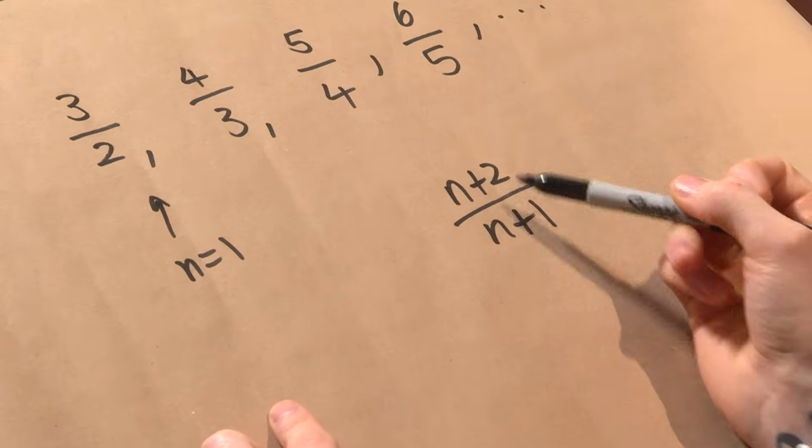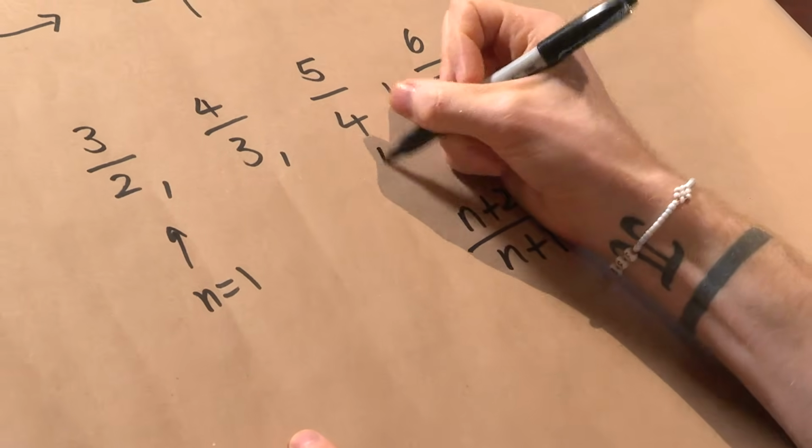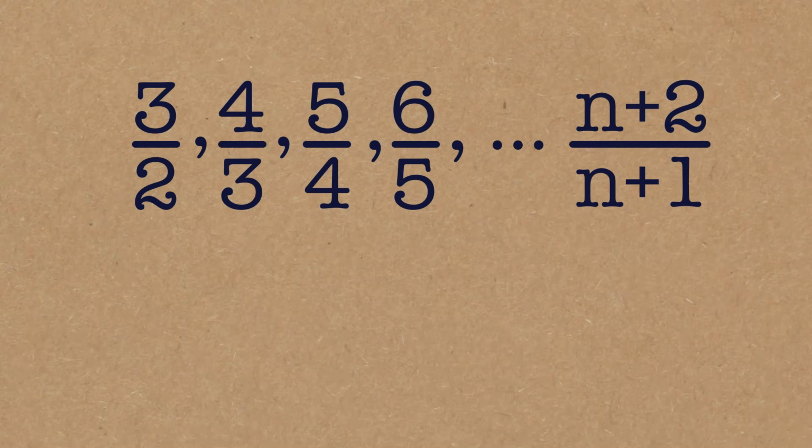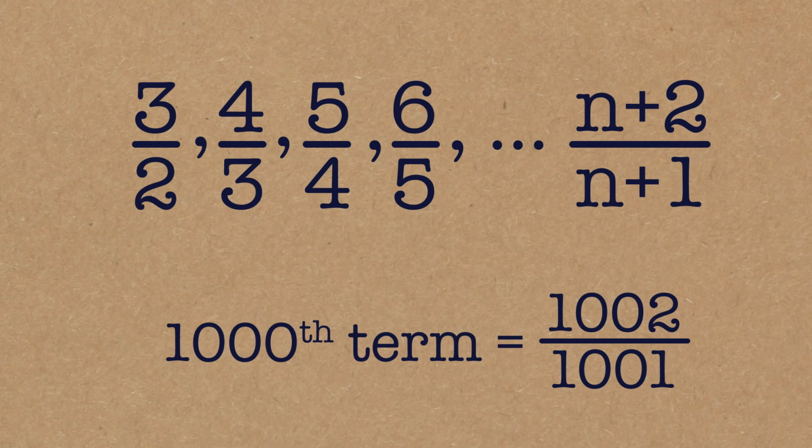So first term, plug it in, we get 3 on the top over 2. Third term, here, this would be n equals 3. We get 5 on top, 4 on the bottom. Whatever position down, you might say to me, find me the 1000th term in this sequence. It's 1002 over 1001. Now, this, hopefully, you can see is going to tend to 1.